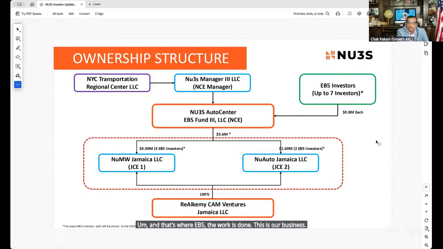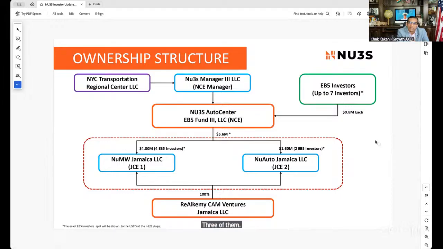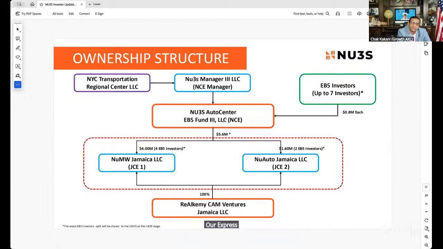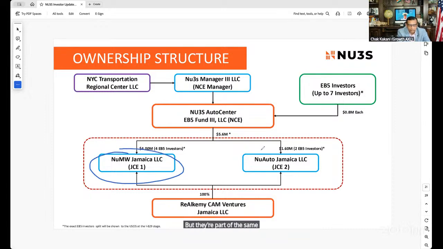These businesses that you saw, the market cafe, car wash, express auto care, and EV charging: 3 of them, the market cafe, car wash, and EV charging, come under our JCE1, New MW Jamaica. Our express auto care comes under JCE2. For historical purposes, this was structured as 2 JCEs, but they're part of the same business, which we call New 3s together, okay? So your money goes into one of them.